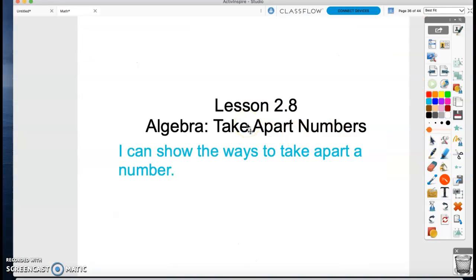Alright, this is Math Lesson 2.8, Algebra Take Apart Numbers. At the end of this lesson, you will be able to say, I can show the ways to take apart a number.